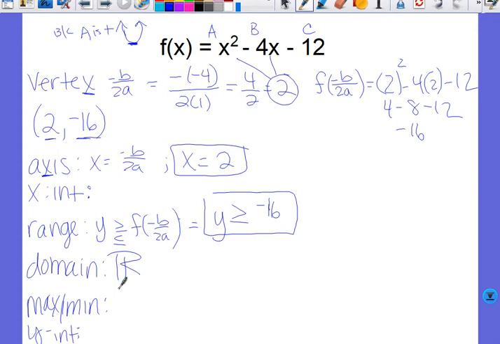And again, now I see my visual. A positive value means it's going up. That means everything is above this low number here. That means that this graph has a minimum vertex.